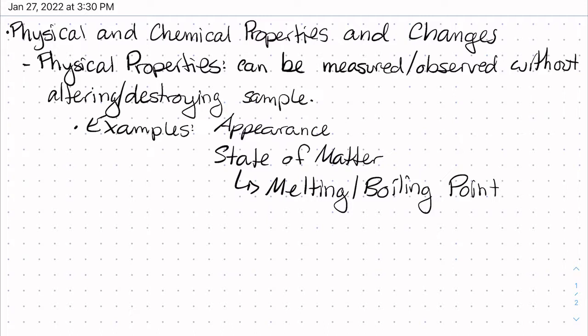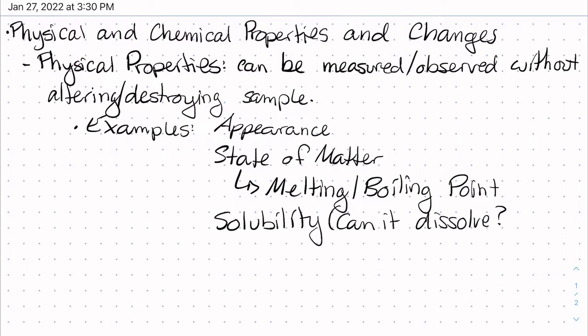So what else did I have? The solubility of something, which means can it dissolve in something else? So for instance, sugar is soluble in water. It dissolves in water. If you put sugar in a glass of water and you stir it around for a little while, it will seemingly disappear, but what has happened is that it is dissolved into the solution.